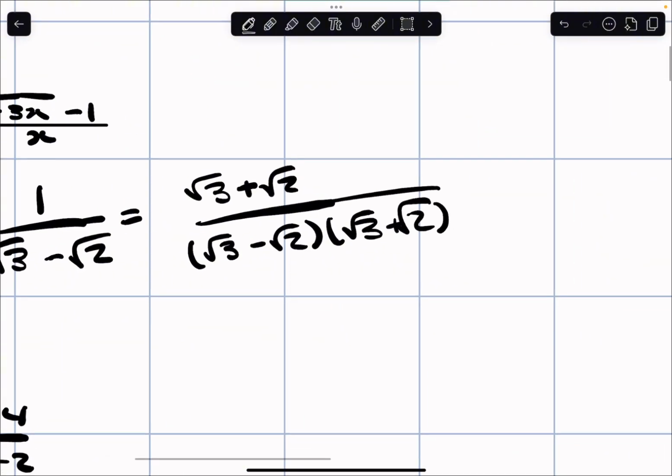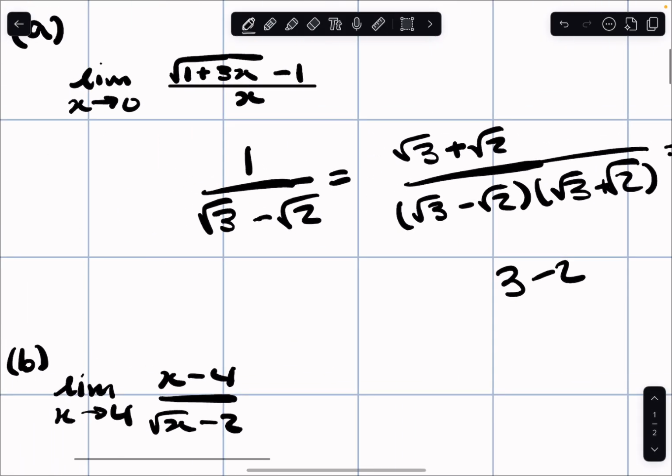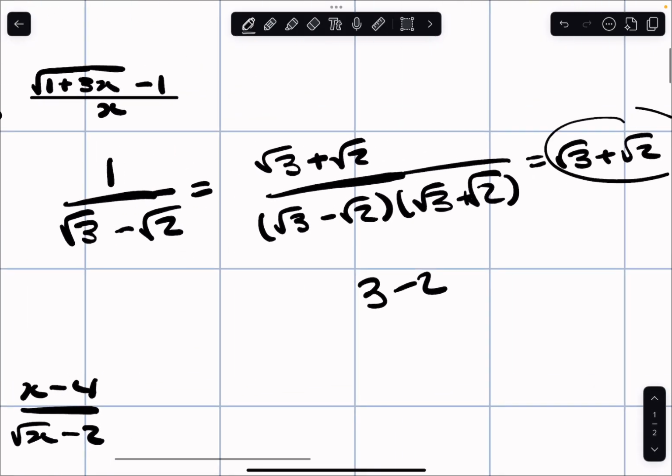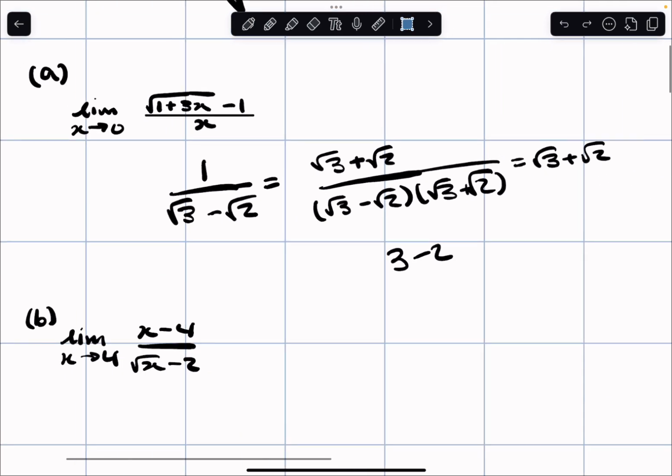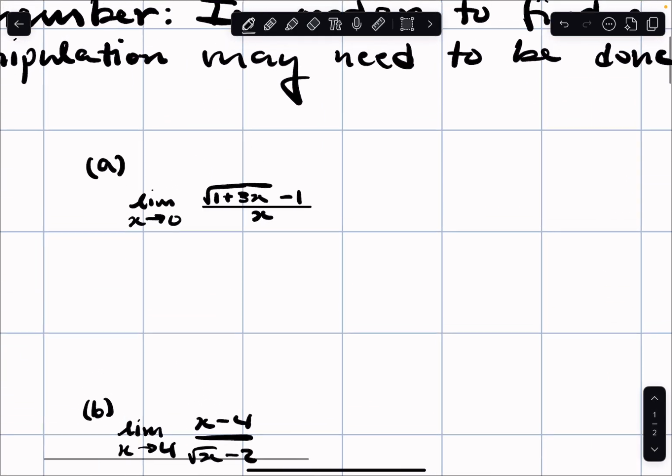All right, now let's just multiply the bottom out. So we have 3, then the middle terms will cancel out because it's a difference, and minus 2. So we'll get the square root of 3 plus root 2. So we multiplied by the radical conjugate, and we got a number and nothing on the denominator. So that is in essence what we're going to try to do here. Okay?